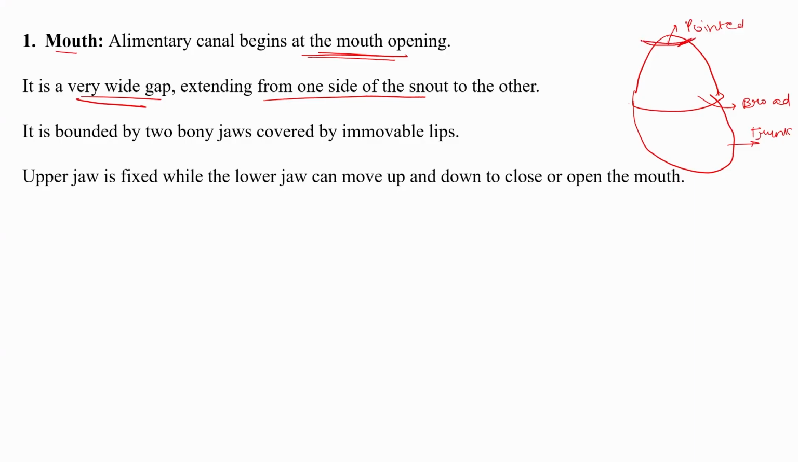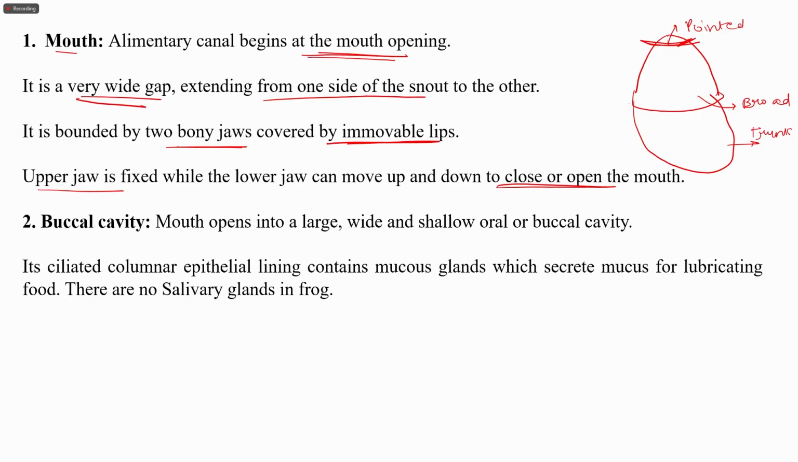So the mouth extends from one side of the snout to the other, and it is bounded by two bony jaws which are covered by immovable lips. The upper jaw is fixed while the lower jaw can move up and down, which helps in closing or opening the mouth. Just like in humans, the upper jaw is fixed while the lower jaw moves. In the same way, the frog also has a fixed upper jaw and a lower jaw that can move up and down to close or open the mouth.